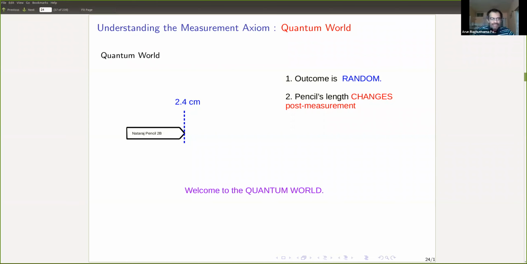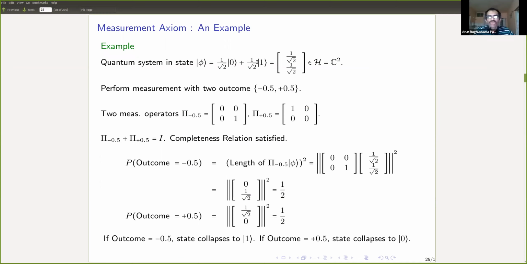So I'll do an example. I gave you a quantum state in the very beginning, 1 by root 2, 1 by root 2, right? So suppose I make this measurement. I have two measurement operators, pi minus 0.5 and pi 0.5. Remember, I told you that the indices pi 1 to pi k, the 1 to k, these are the outcomes. So I have two outcomes, either minus 0.5 or plus 0.5.